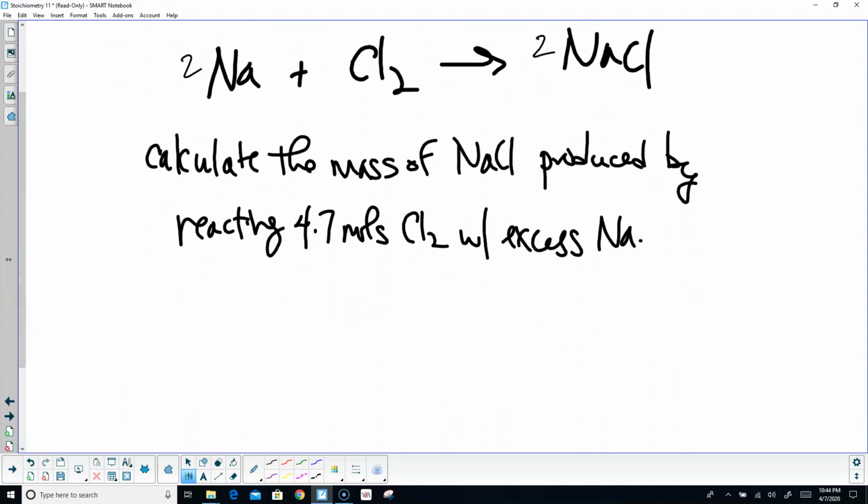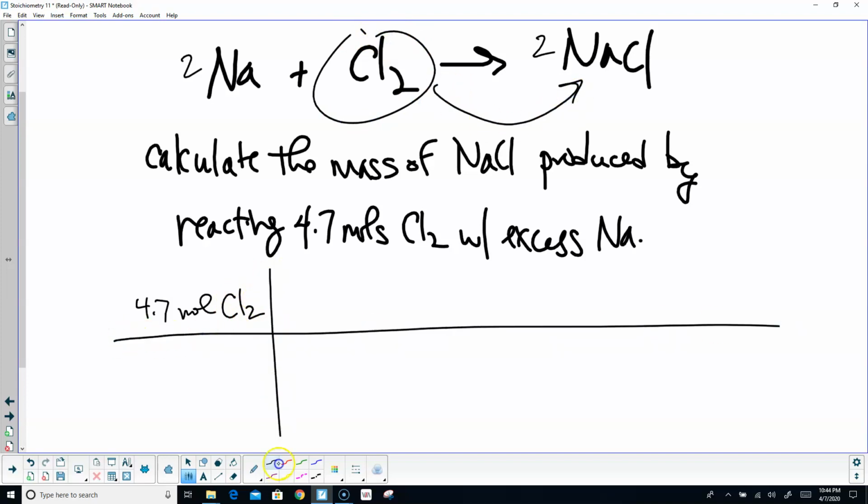Okay, so let's start out with what we know. We know we have 4.7 moles of chlorine. Okay, and we're going from chlorine to sodium chloride. So the first thing we have to do is our mole ratio. Well, according to our balanced formula, for every 1 mole of chlorine, which has to go on the bottom so it cancels, there are 2 moles of sodium chloride. If I stopped and solved at this point, my answer would be in moles of sodium chloride. I don't want moles of sodium chloride. I want grams. So what I need to do is its molar mass.